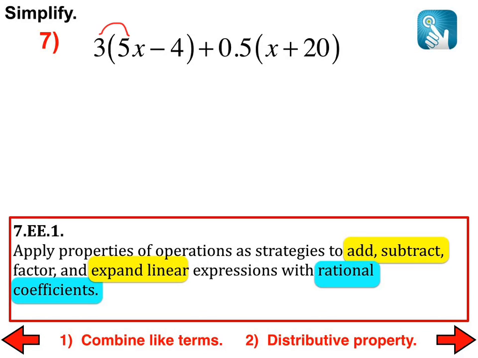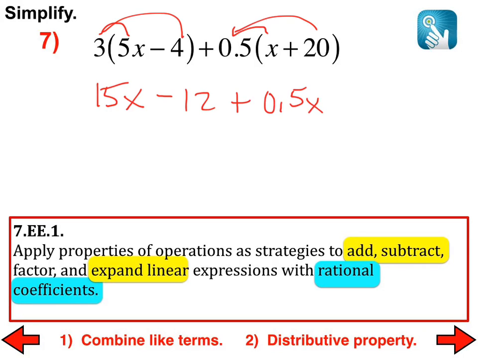We should be multiplying that times that. That's 15x. And then this times this, that's minus 12. Did you get that? And then this times this is a positive 0.5x. Yes? And then this times this is a positive 10. Correct? Oh, I multiplied 5 and 4.